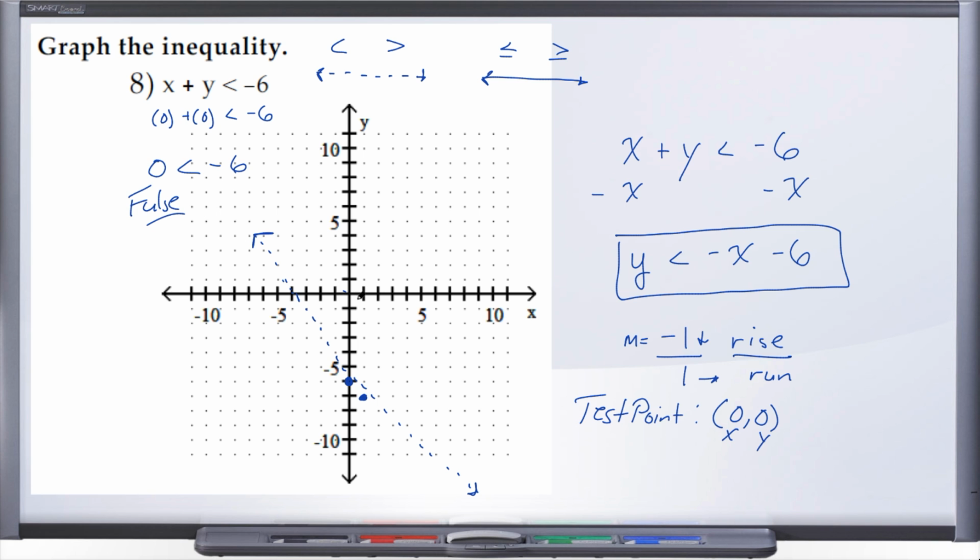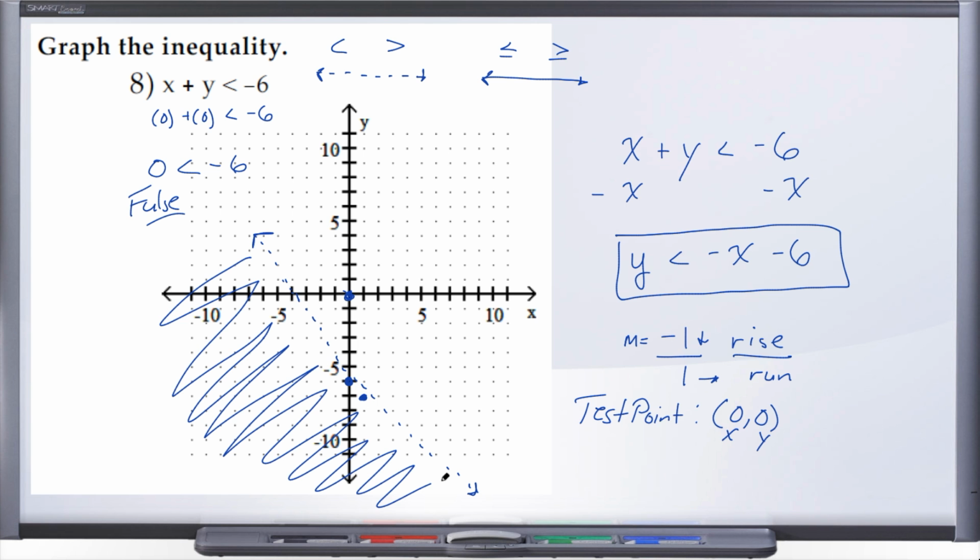Because the point that we chose was above the line, and we ended up with a false statement when we plugged in that point, that means any point above this line will also give us a false statement. So we want to shade on the opposite side, because we want to shade where the points make our inequality true. You always shade on the side of the line where, if you take a point from that side and plug it into your inequality, you get a true statement.